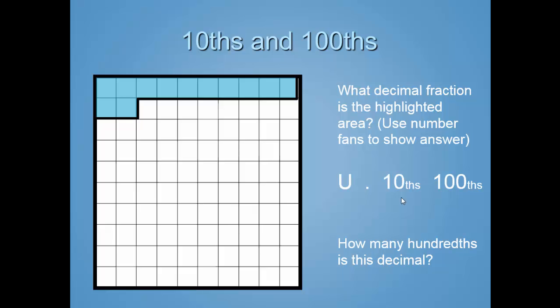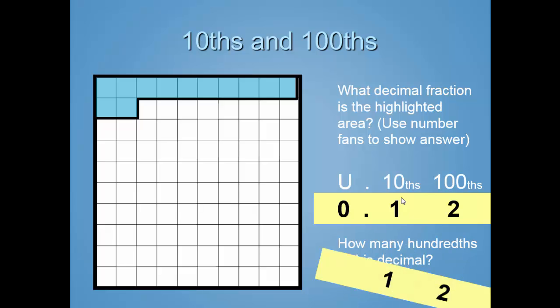Have a look at this one. I won't tell you the answer. You can work this one out for yourself. Have a go at that now. So it's 1/10 given by the one row and 2 hundredths. And there are, of course, how many hundredths in the decimal? And it's 12.